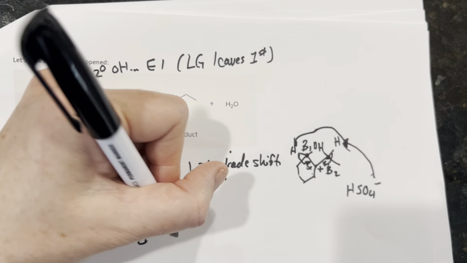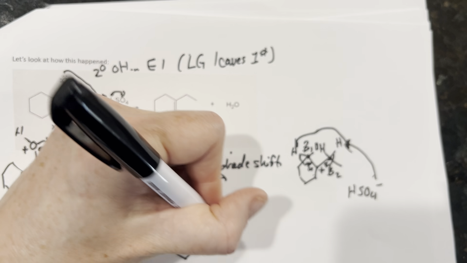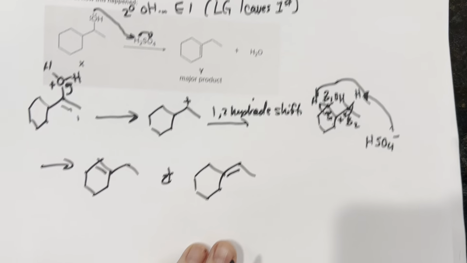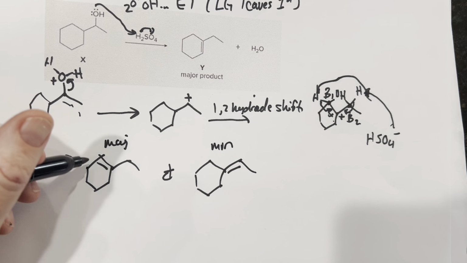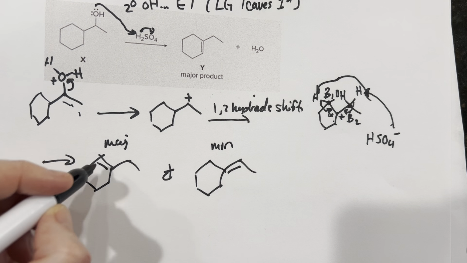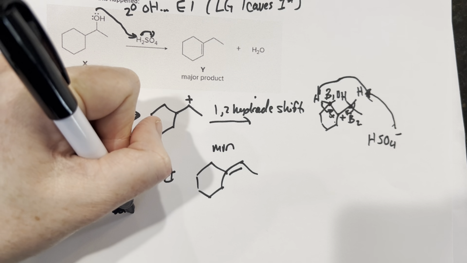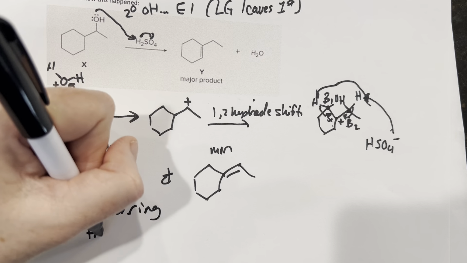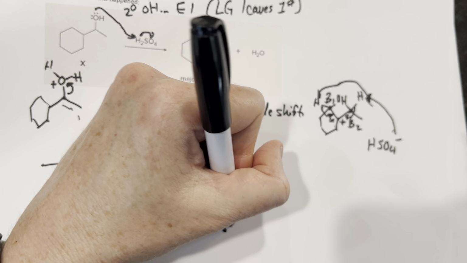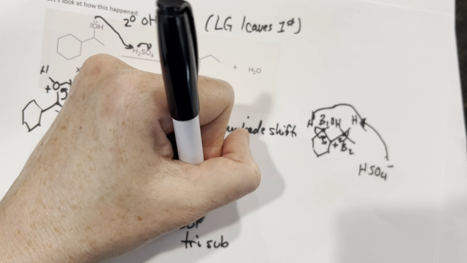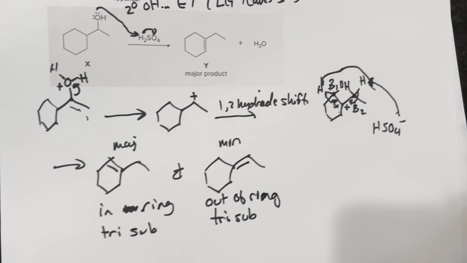But you would also still get the one we just did. This would be our major, this would be our minor. Even though they're both tri-substituted, this one's inside the ring. Those ones always get me.